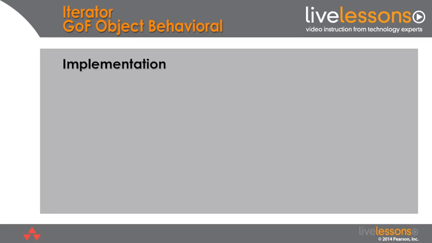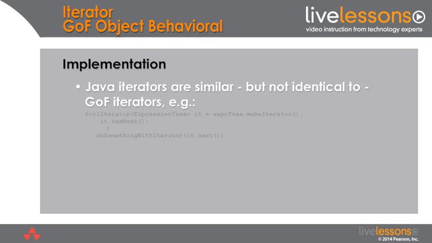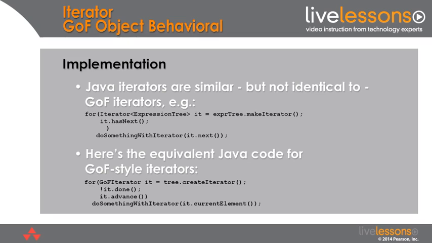There's also the issue from an implementation point of view of a number of different considerations. For example, when we start to implement an iterator, we have to decide what style of iterator we want to follow. For example, the Java version of Iterator is not quite identical to the Gang of Four version of Iterator. It's somewhat similar. As you can see here, we have a way to create an iterator, and once we've got it, we can advance through it using hasNext and so on. But there are also some other issues as well.